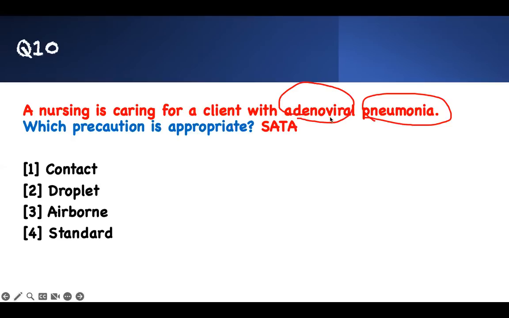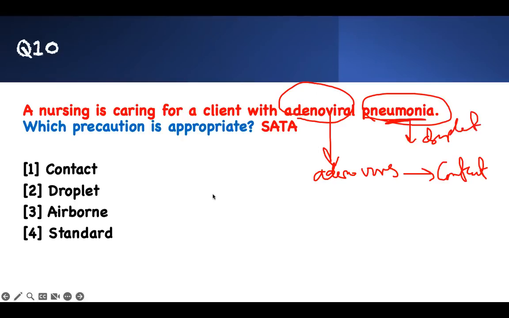These are the bars with adenoviral. That means it's adenovirus, right? We already know adenovirus is contact. And they also have pneumonia involving the lung. Therefore, this also has to involve droplet. So for this question, you don't need contact, you need a droplet, and then you need a standard. No, sorry, you need a contact. Okay, you need a contact because it's a contact precaution.